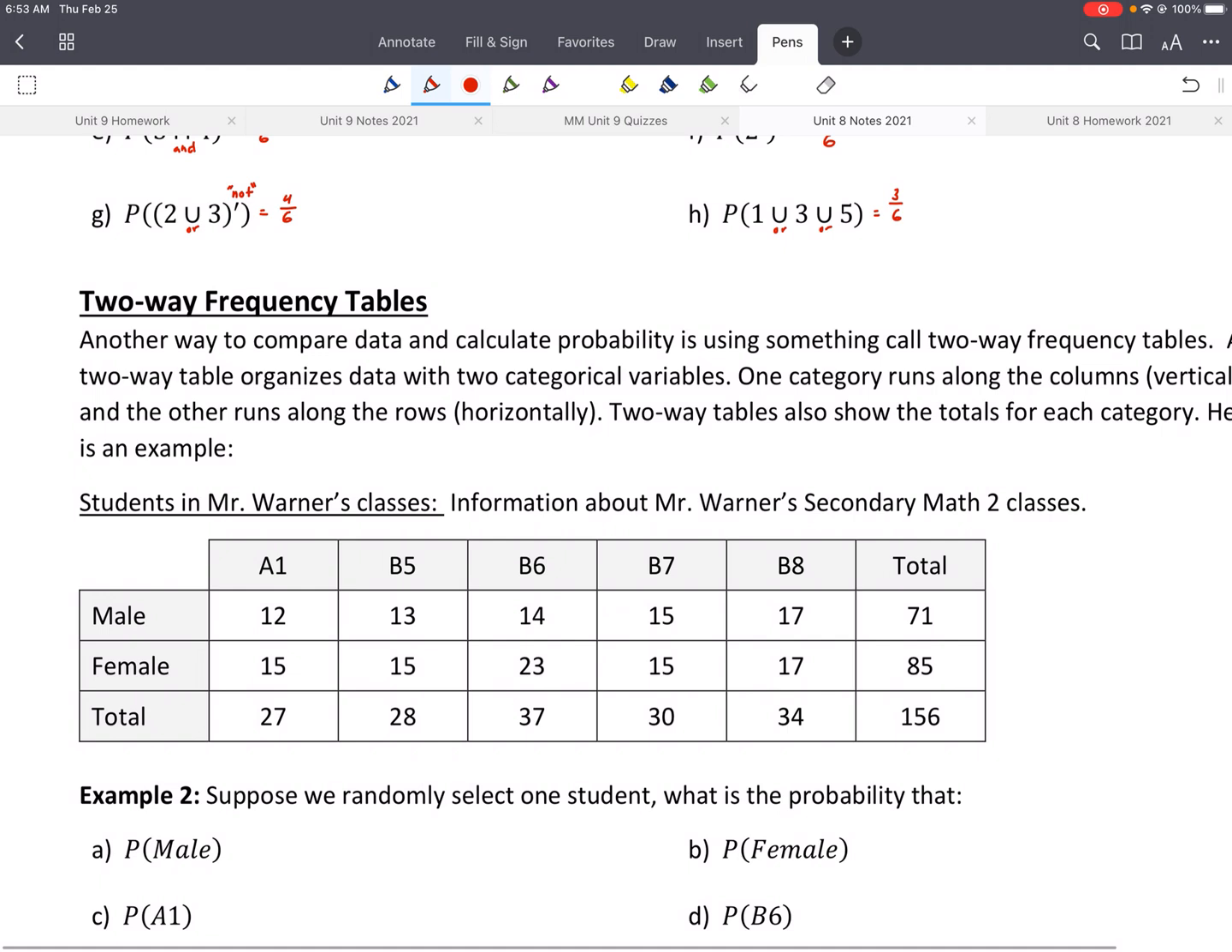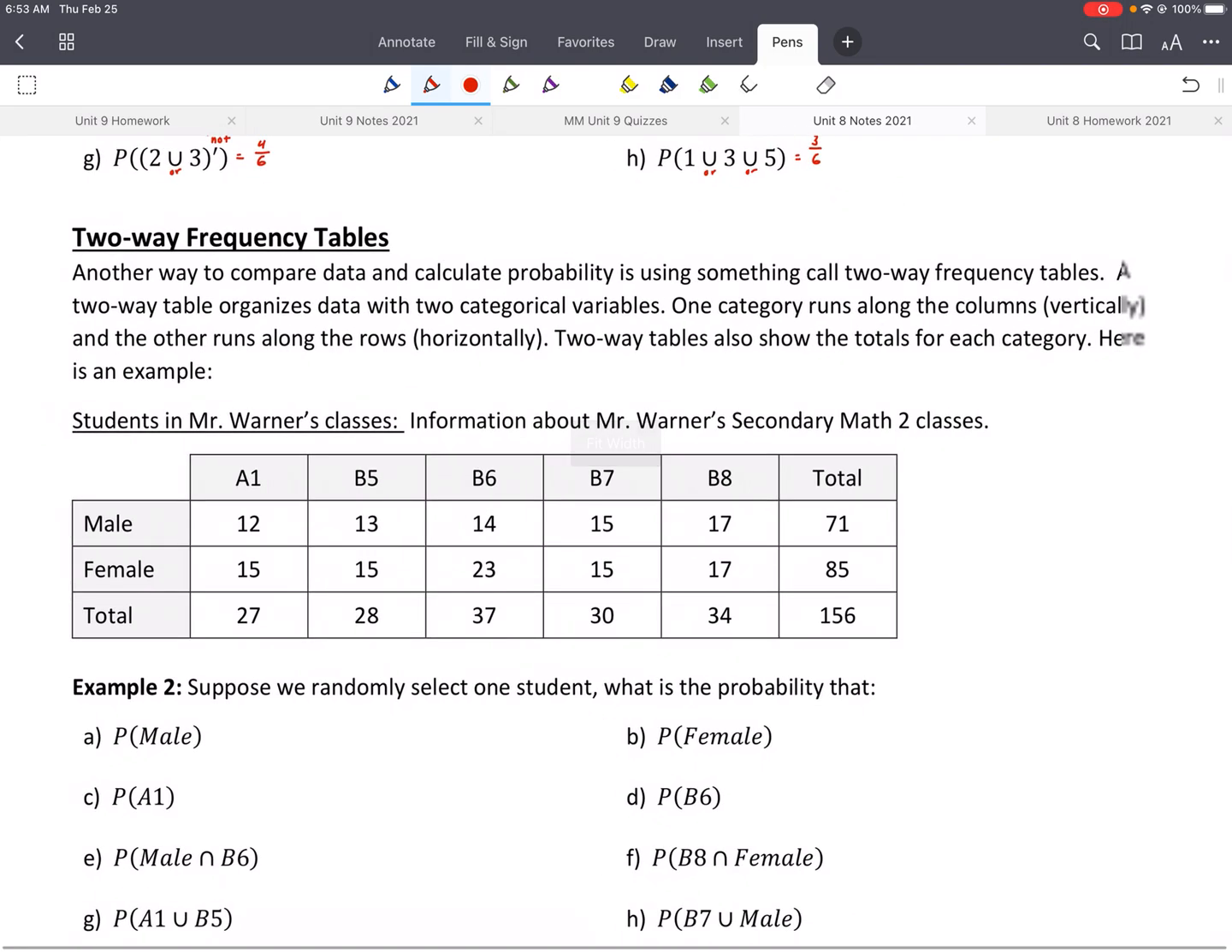All right, and let's get into two-way tables. So this will be a big chunk of your homework and your test, okay? This is just another way to compare data, especially if you have different types of variables.